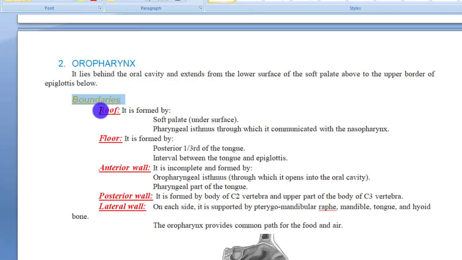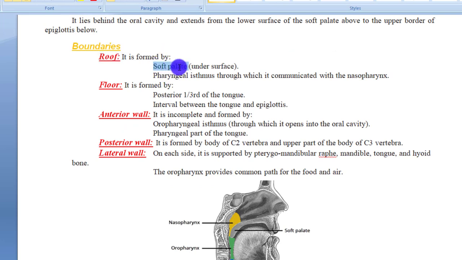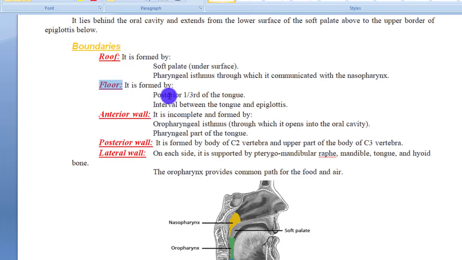Now what are the boundaries? Again, it has a roof, a floor, an anterior wall, a posterior wall and lateral walls. The roof of the oropharynx is formed by the lower surface of the soft palate and the pharyngeal isthmus, through which it communicates with the nasopharynx. Then the floor of the oropharynx is formed by the posterior 1/3 of the tongue and the interval between the tongue and epiglottis. So they make the floor of the oropharynx.